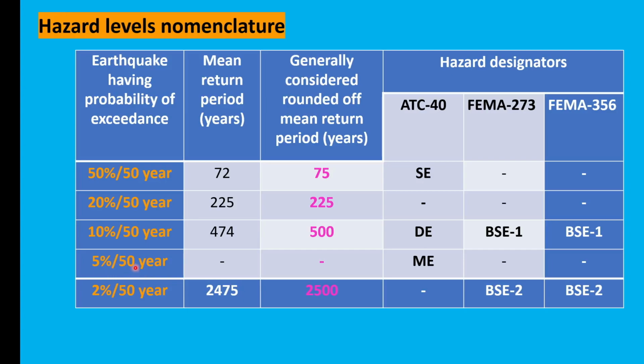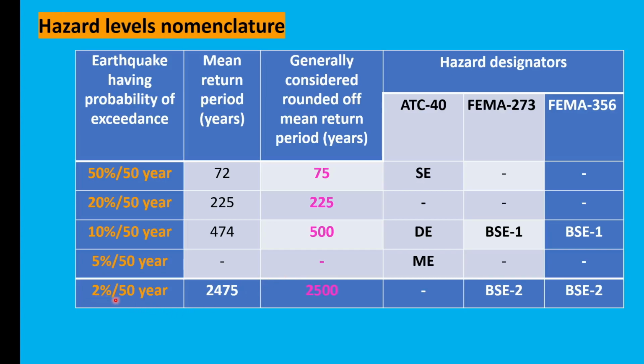5% chance of probability of occurrence in 50 years. This is not given. 2% chance of occurrence in 50 years, 2475 return period. These return periods are rounded up for the sake of common use. So it is taken as 75, 225, 500 and 2500 years. As you see, as the probability of occurrence reduces, the return period increases. This indicates the earthquake size is becoming bigger and bigger.